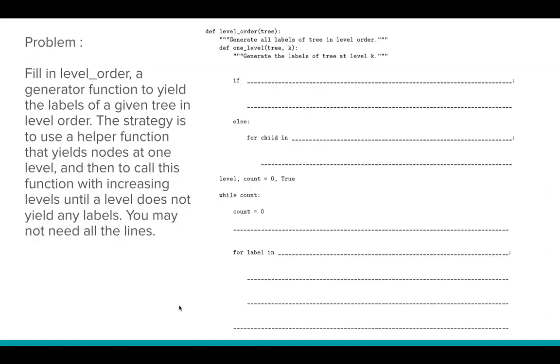Our objective is to fill in level order, a generator function to yield the labels of a given tree in level order. The strategy is to use a helper function, one level, that yields nodes at one level, and then to call this function with increasing levels until a level does not yield any labels. It says you may not need all the lines. I would definitely recommend trying one level first, figuring out what it is, and then using that function at the bottom here. But let's give it about 5 minutes. Might have to cut you a little short.